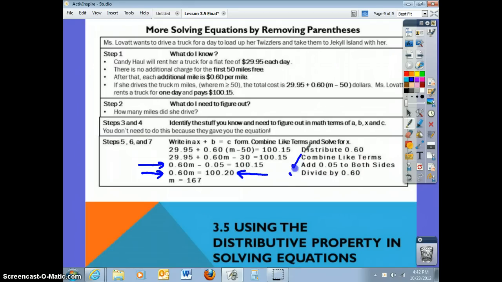And then we're going to divide both sides by A, which is 0.60, and we're going to end up with just M on the left-hand side and 167 on the right-hand side, which means that she drove 167 miles and did not quite make it to Jekyll Island. And that's 3-5.